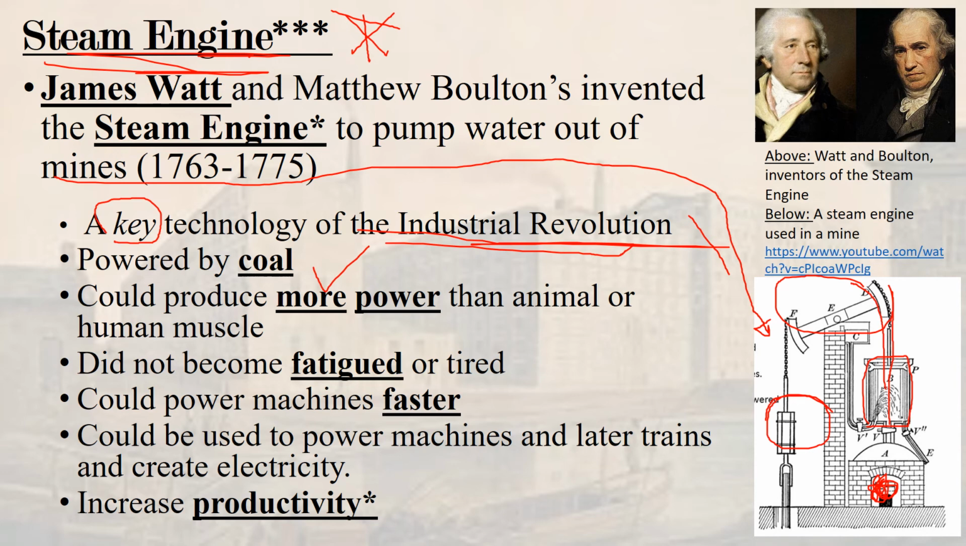So you can do things like fold steel or iron that a human can't really do without heating it and hammering it like a blacksmith. Well, the machines are capable of much greater force. Steam engines don't really become fatigued or tired. You do have to repair them and do maintenance on them, but they can go for much longer than a human can. They are faster than humans, and they can be used to power all sorts of other stuff, not just machinery, but later trains, and they overall increase productivity.